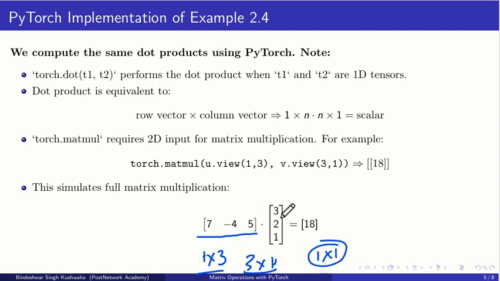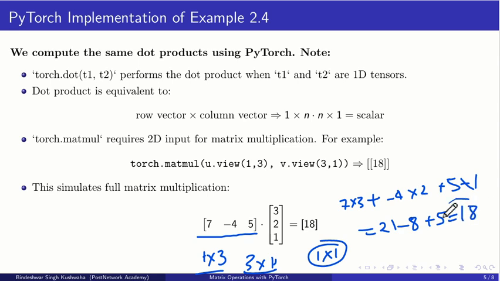So here if you multiply, you will get 7 into 3 plus minus 4 into 2 plus 5 into 1, that is 21 minus 8 plus 5, and that would be equal to 18.